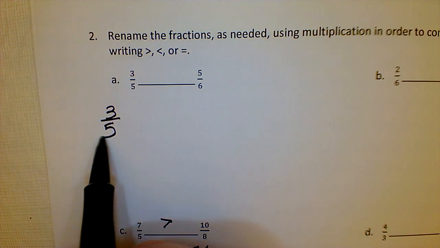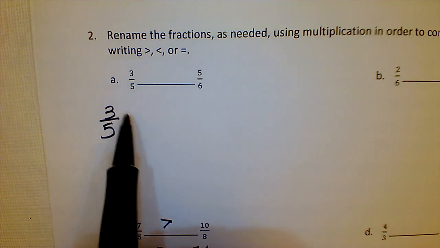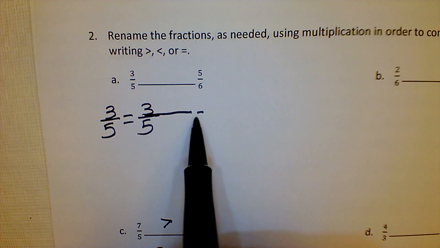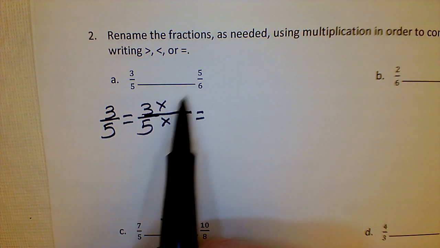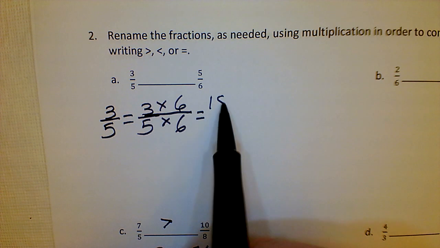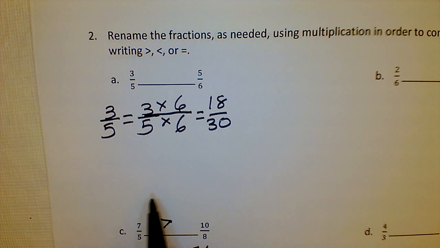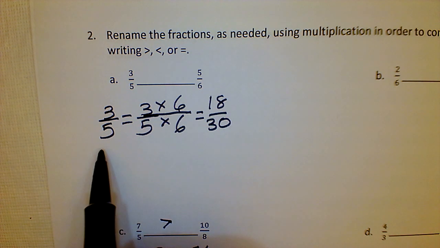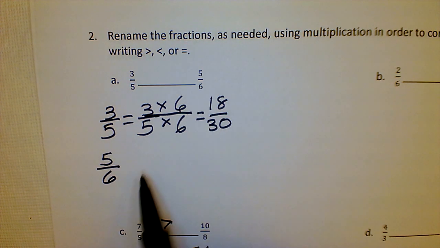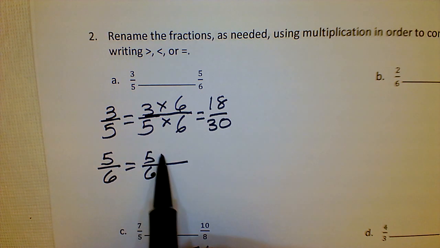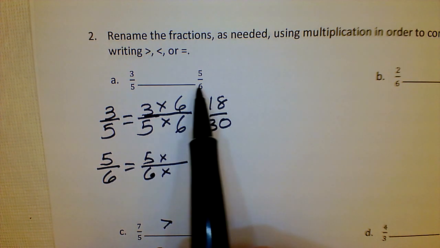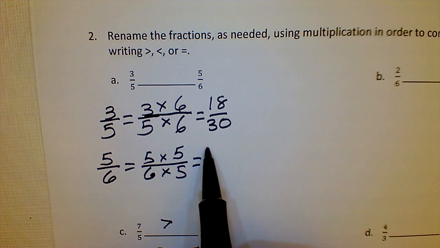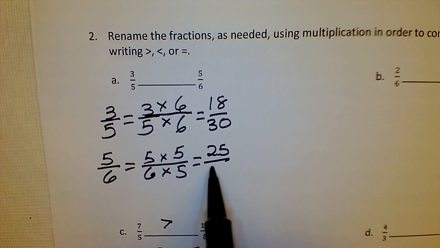So 3/5, because again, I don't have common numerators or denominators. They're not related. So I'm going to show what my original fraction is, which is 3/5. And then I'm going to multiply by the other denominator, which is 6. So 3 times 6 is 18, 5 times 6 is 30. So I have 18/30, and I know 18/30 is equivalent to 3/5. Now let's do the same thing for 5/6, this fraction. So I'm going to show what I'm starting with, 5/6. I'm going to decompose it by multiplying it by the other fraction's denominator, which is 5. And then I have 5 times 5 is 25. 6 times 5 is 30.